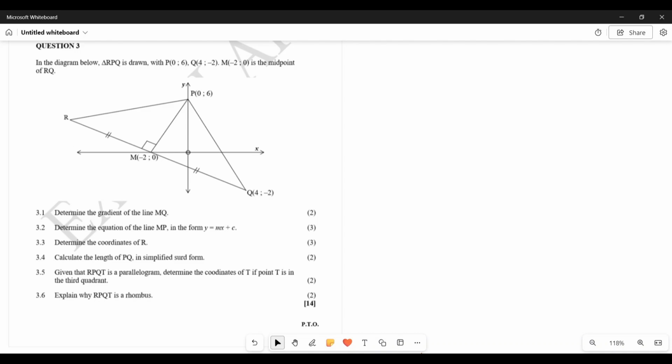So now, how would I go about determining the gradient of MQ? Okay, I have my coordinates at M, as well as my coordinates at Q. I can make use of my gradient formula. So I could just say y at M minus my y at Q, all over my x at M minus my x at Q. All right.